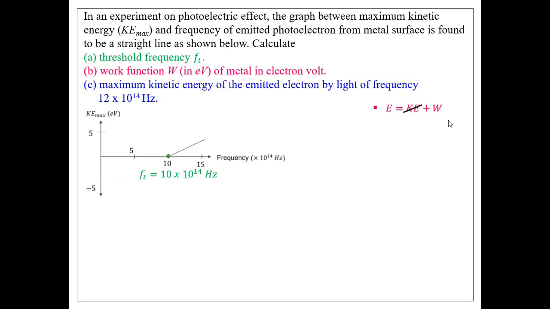So the Ke term disappears. On the left side, I broke up E into hf again. On the right side, I just left W as W because it's looking for the work function of this metal. Now that we know frequency of the incoming light, well, how do we know that?